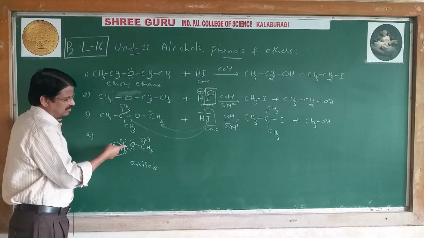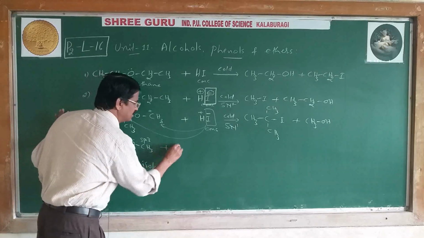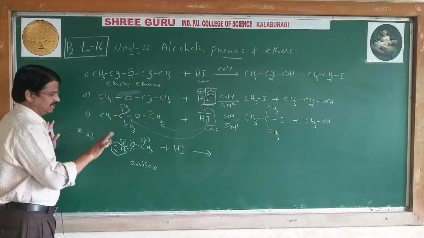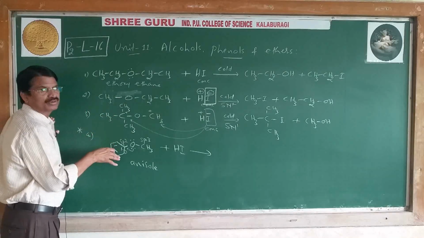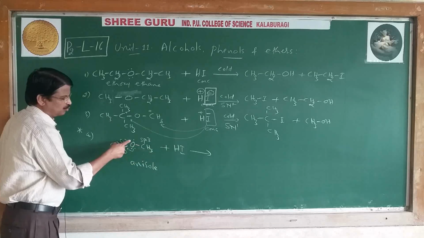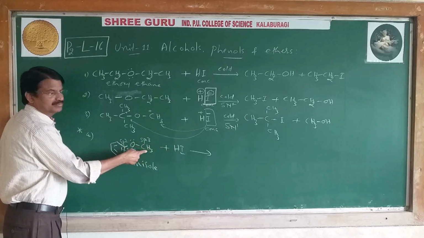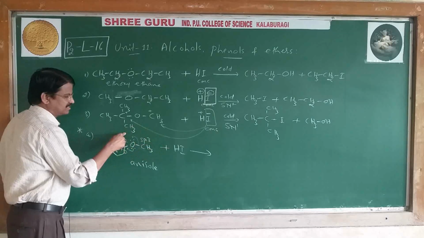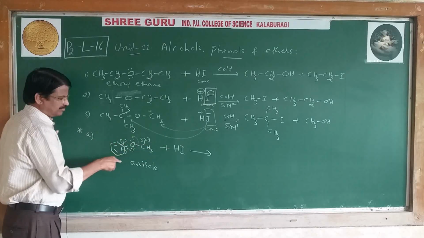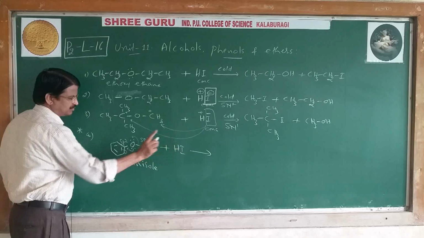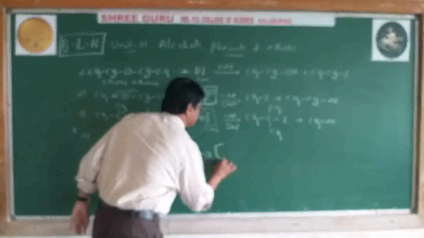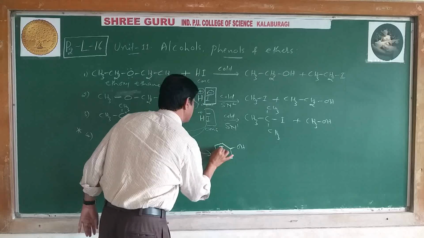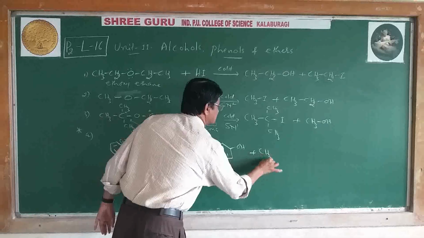Hence, what happens when HI is reacted? Important reaction, all are important. In the HI reaction with anisole, H goes to O, I goes to CH3, because the bond shifts like this. When H adds here, the bond shifts here and it becomes phenol, and CH3I is formed. Phenol plus CH3I.